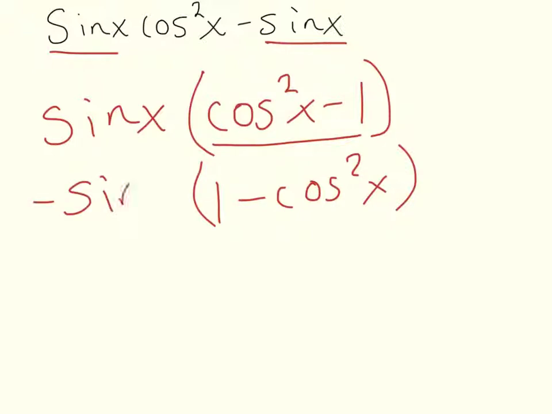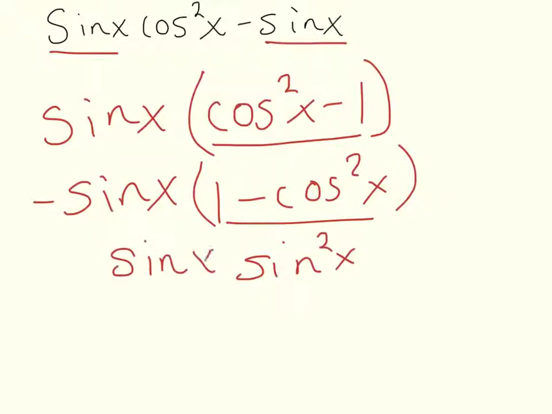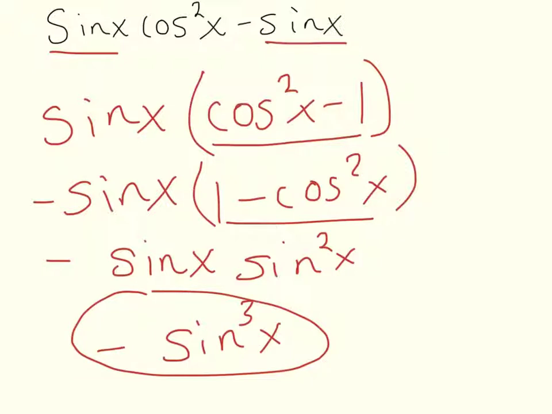So if we factor out a negative 1, that changes our expression to a negative sine x times the quantity 1 minus cosine squared x. Why do we want to do that? Because this is equal to sine squared x, and if we're multiplying by another sine x, then we get a negative sine cubed x. So the expression that we started with, sine x cosine squared x minus sine x, simplifies to a simple negative sine cubed x.